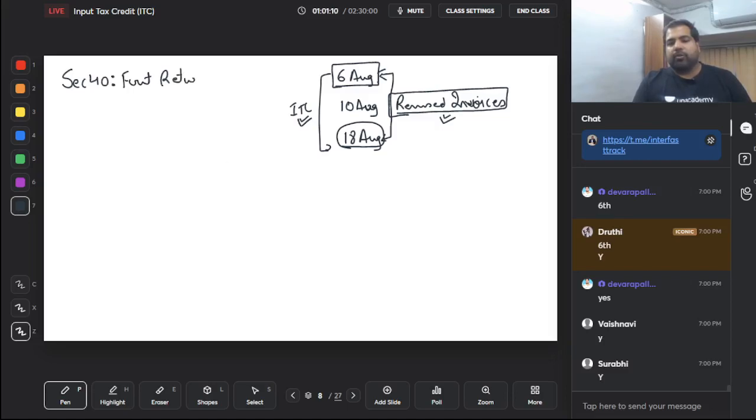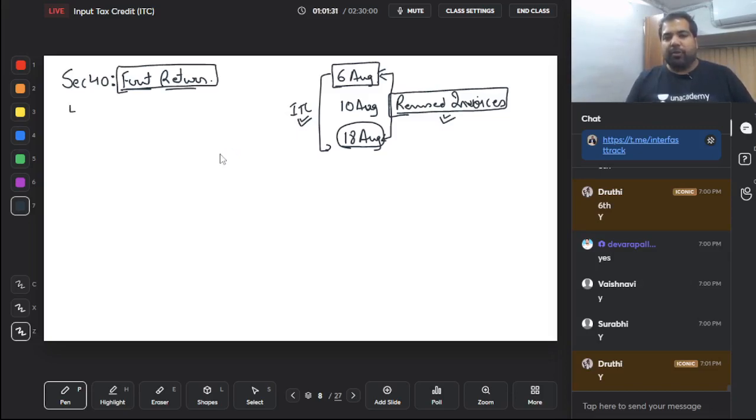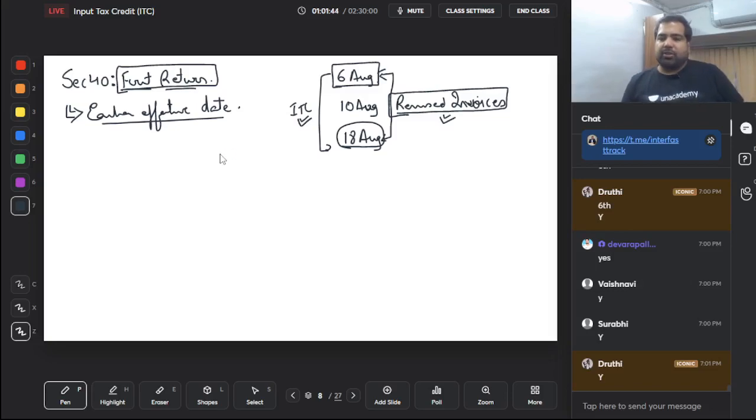Section 40 talks about first return. Please tell me, guys, is your first birthday of 365 days? And is your 18th birthday also 365 days? Yes. So they are all the same, but still, is your first birthday special? Yes, for your parents at least. So this is called the first return. It's not different from the normal return, but it is only when you have an earlier effective date. Not important section, guys. Section 40 is not important.